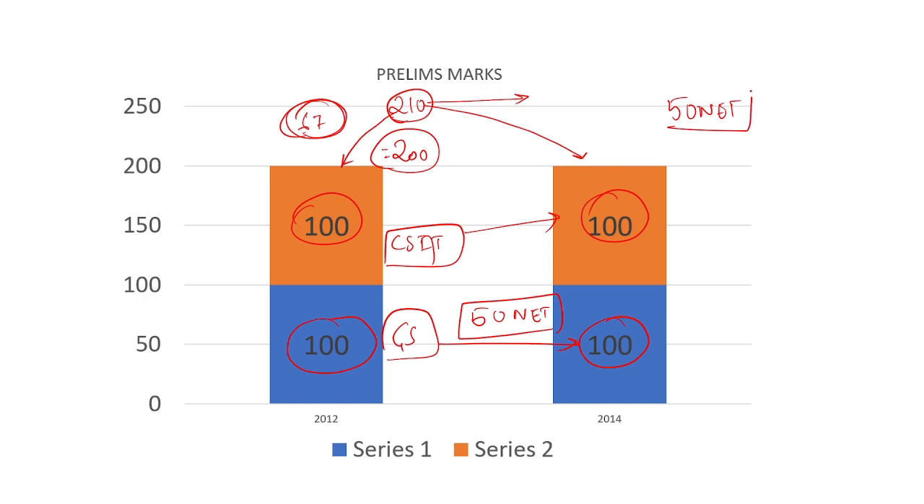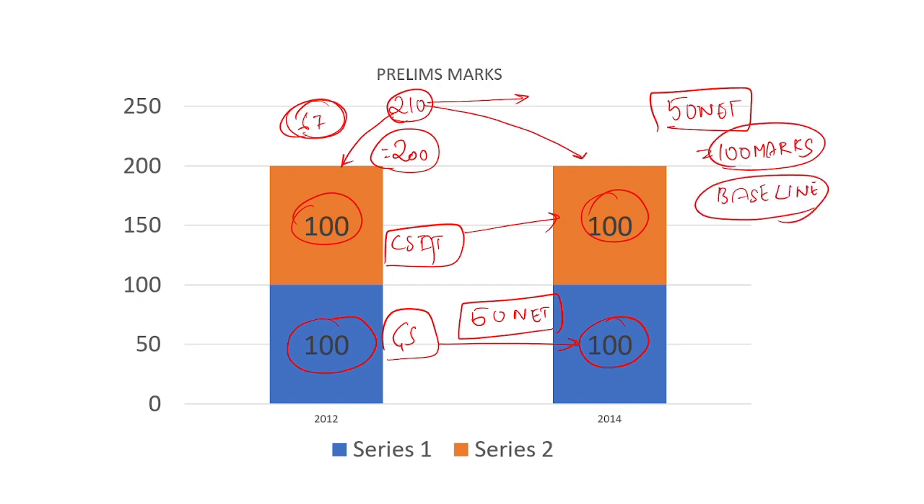What does this 50 net mean? It is 100 marks. What I am saying is a baseline. You have to have an aim, a goal. So mark this as your goal. How much ever you get above that is a very good thing, but this is the aim.